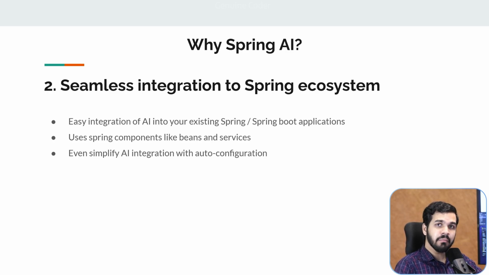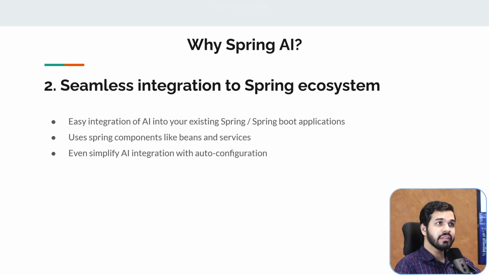And then the implementation of Spring AI components uses the standard Spring components like beans and services and so on. So you can make use of the existing system and simply add a dependency and do some minimal configuration and make your application work with AI. So that is a very big advantage of the Spring AI.